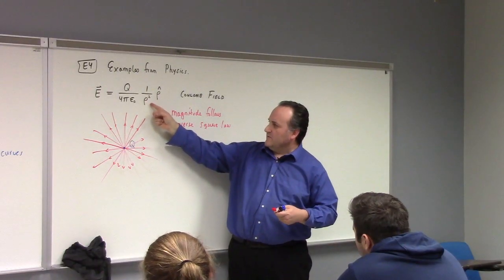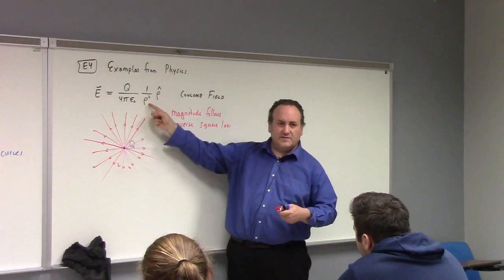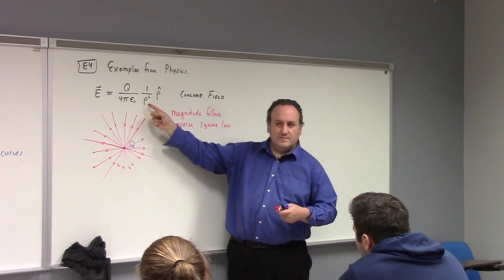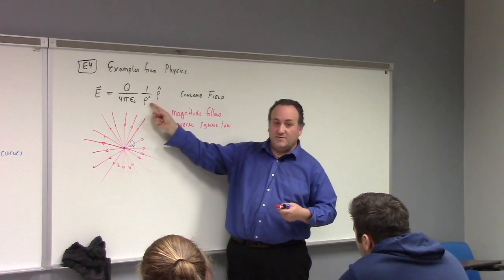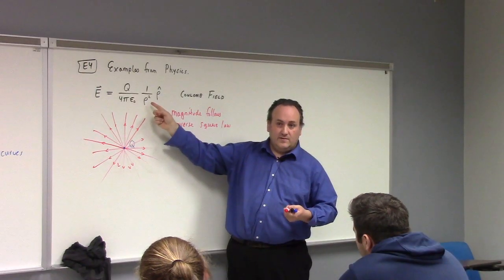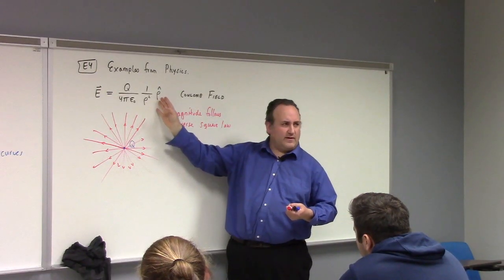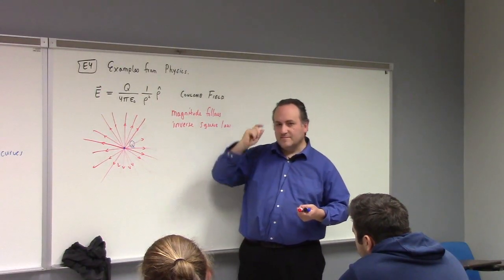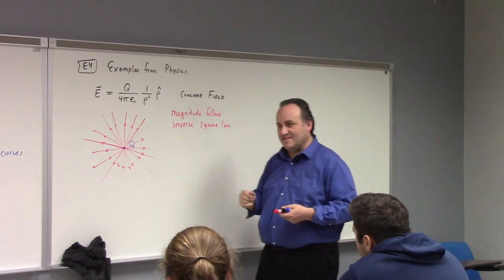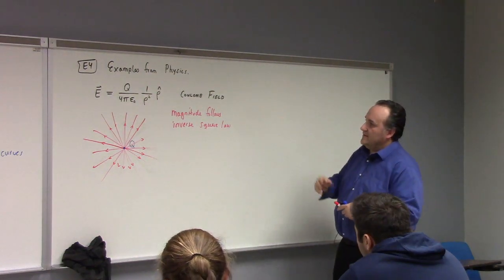As rho goes to 0, what happens to the magnitude of the electric field? It blows up to infinity. So is there something wrong with the formula? Well, this is a question people still debate. So that's the Coulomb field.